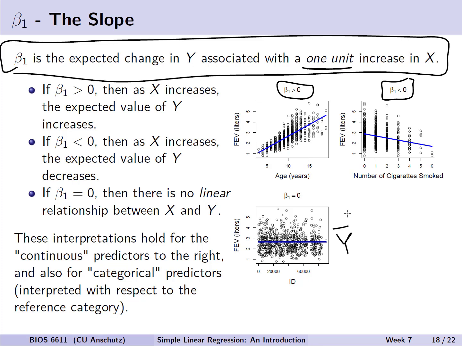We can note that these interpretations of beta 1 greater than 0, less than 0, or equal to 0 are for continuous predictors that we've plotted to the right. But they'll also generally hold for categorical predictors that we'll talk about later, though they'll be interpreted in that case with respect to some reference category. We can also note there are some strong connections between the general interpretation of the Pearson correlation coefficient and our slope parameters.